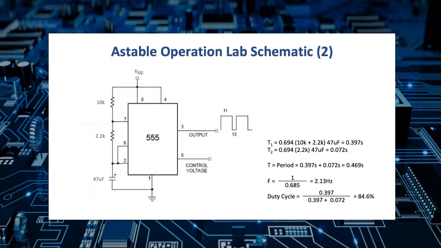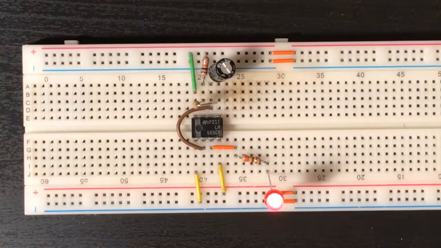So we should end up with a little over a 2 hertz flash rate. And you can see that the duty cycle is 84.6%. That means that the light should be on quite a bit longer than it's off. Let's take a look and see. And here you can see that the light flashes pretty close to what we predicted.